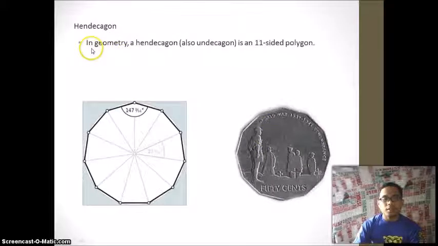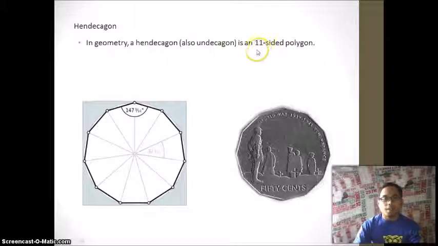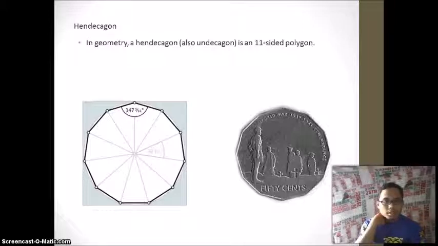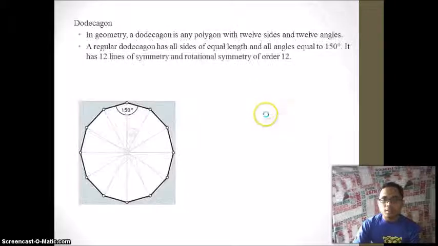Next, hendecagon. A hendecagon is also known as an undecagon. It has 11 sides. Okay, you can see each internal angle is 147 3/11 degrees. Okay, it's a real life situation.